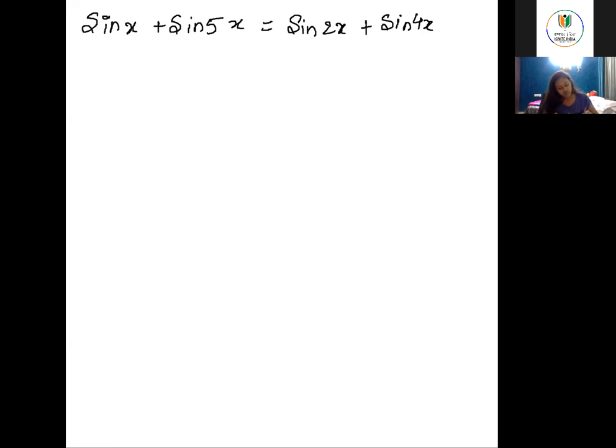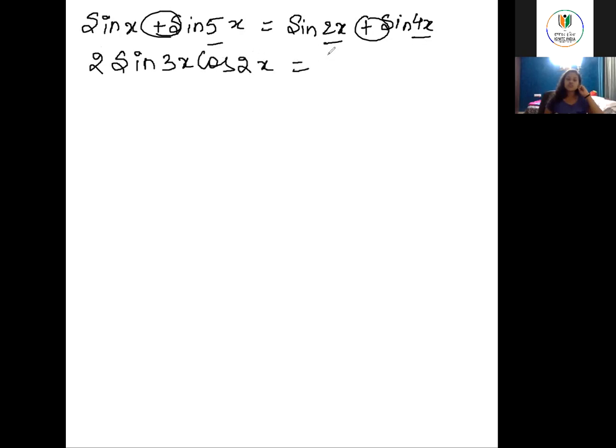So from this you would have got an idea that you can't solve it in these multiple angle forms. So what you have to do is you can combine it into a product form. So this is given in a sum format where you have plus everywhere. So you can convert it into the product format as 2 sine 3x, which is (a plus b) by 2, and cos (b minus a) by 2 that will be 2x, is equal to 2 sine 3x cos x.